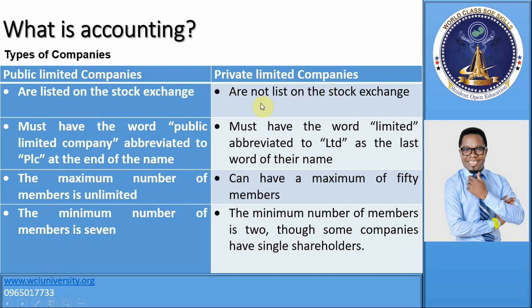Private limited companies are not listed on the stock exchange, but must have the word limited, abbreviated to LTD, as the last word of their name. They can have a maximum of 50 members. The minimum number of members is 2, though some companies have single shareholders.